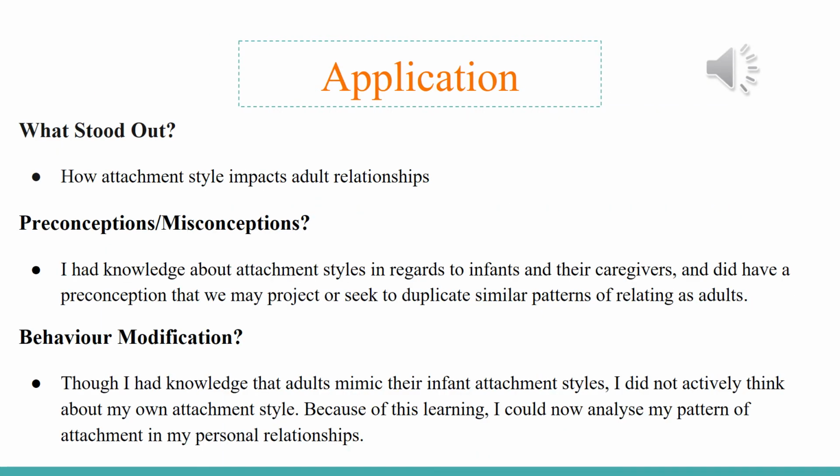What stood out to me was how attachment styles impact adult relationships. Previous to this, I did have knowledge about attachment styles in regards to infants and their caregivers, and I did have a preconception that we may project or seek to duplicate similar patterns of relating as adults. But although I had knowledge that adults mimic their infant attachment styles, I didn't actively think about my own attachment style. So now, because of this learning, I can analyze my pattern of attachment in my own personal relationships.